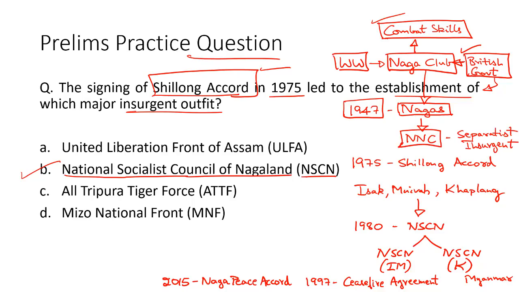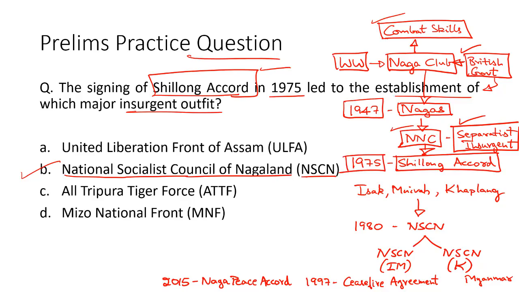So this is how the first separatist insurgent war began in India. Then after years of conflict with Indian security forces, finally the government of India negotiated a peace accord with the Naga National Council, and this accord was known as the Shillong Accord, which was signed in 1975.